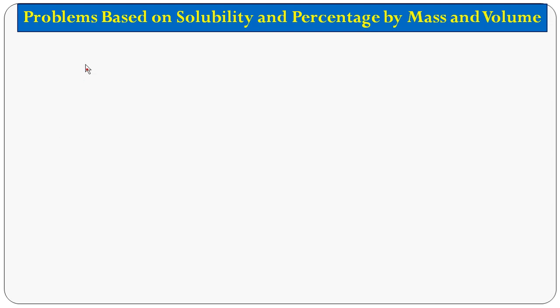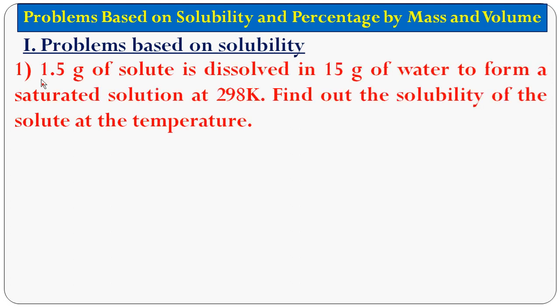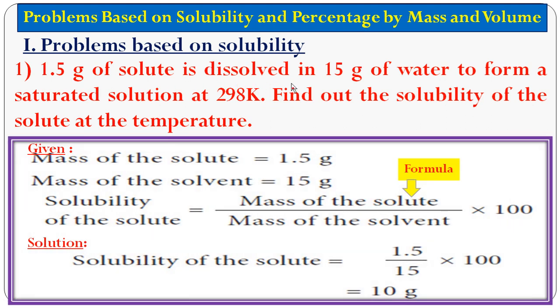Now come to the problems based on solubility and percentage by mass and volume. The first pattern, problems based on solubility. The first problem: 1.5 gram of solute is dissolved in 15 gram of water to form a saturated solution at 298 Kelvin. Find out the solubility of the solute at that temperature.